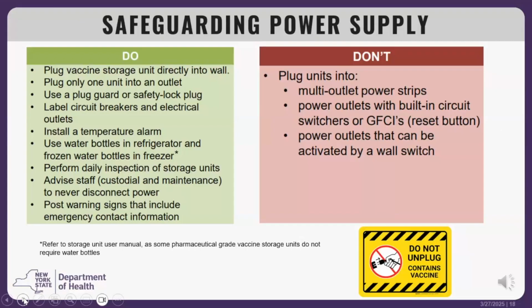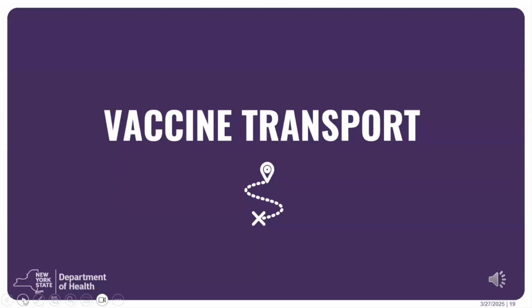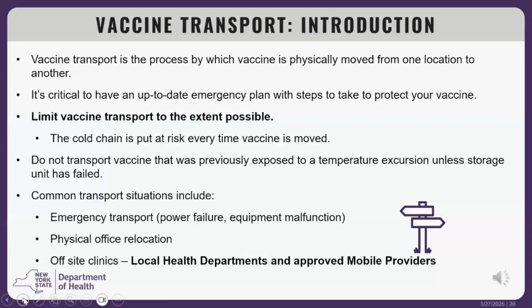This section of the training will review proper protocols and procedures for transport of publicly funded vaccines. Vaccine transport should be limited, as every move puts the cold chain at risk. Do not transport vaccine that was previously exposed to a temperature excursion unless the storage unit has completely failed. It's critical to have an up-to-date vaccine emergency plan with steps to take to protect your vaccine. In any emergency event, activate your plan immediately.